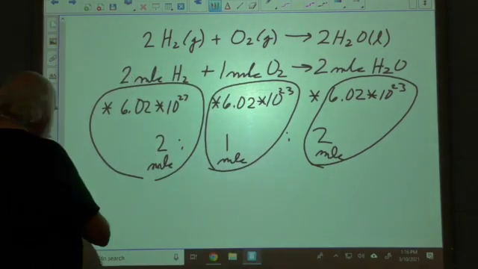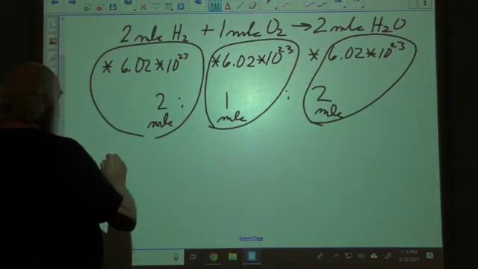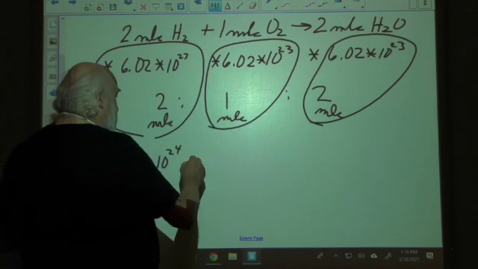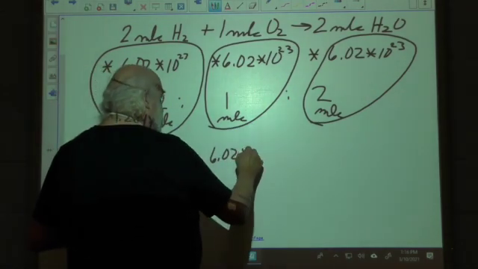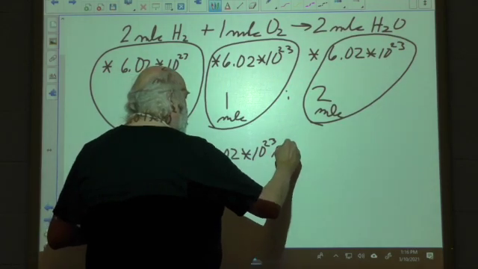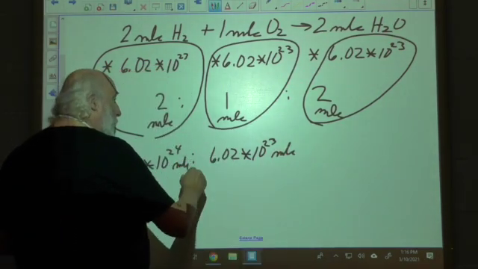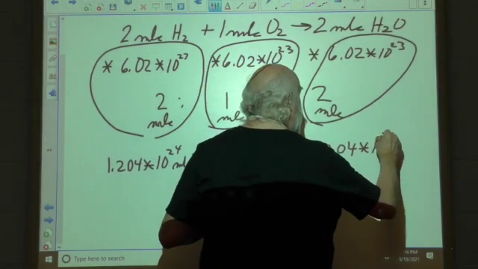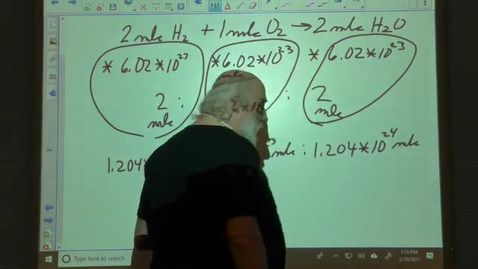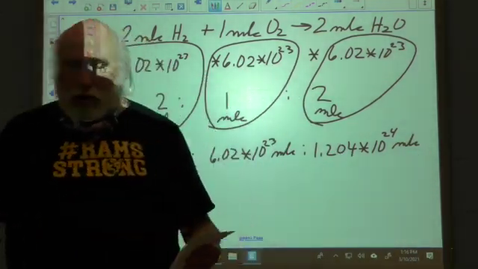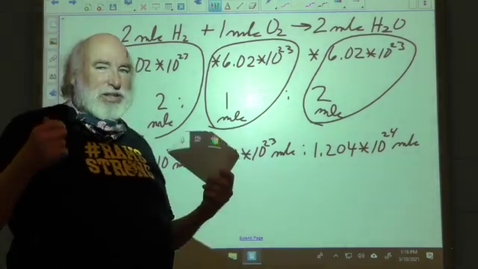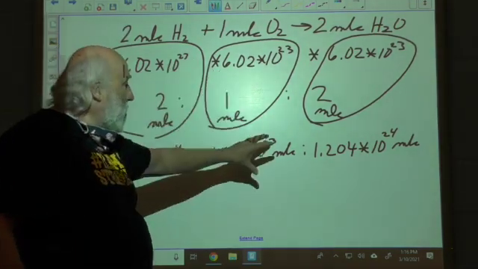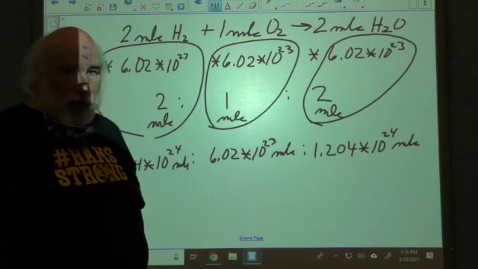And this gives me a new ratio. This is 1.204 times 10 to the 24th molecules, to 6.02 times 10 to the 23rd molecules, to 1.204 times 10 to the 24th molecules. And as we know, if we multiply every part of a ratio by the same number, the same ratio exists. So these 2 ratios here are exactly the same, just written differently.